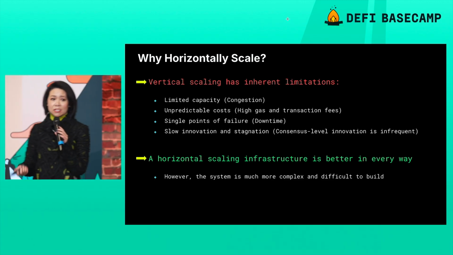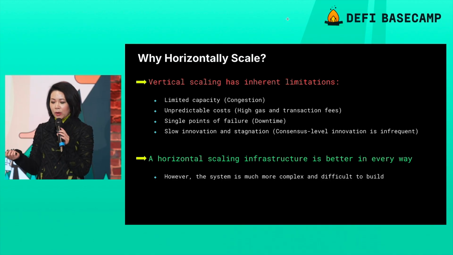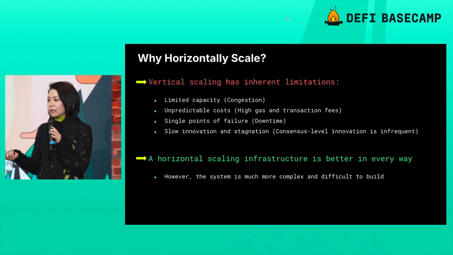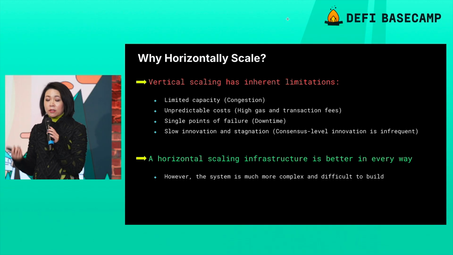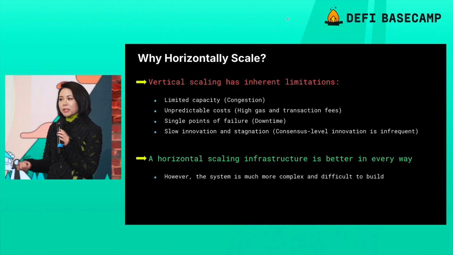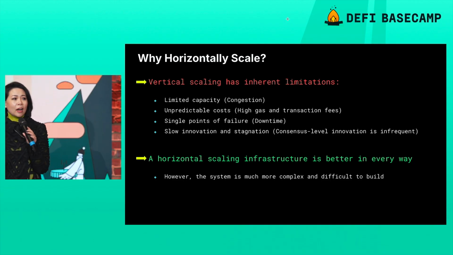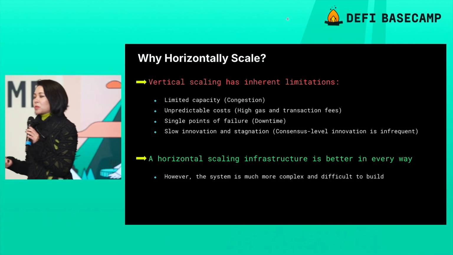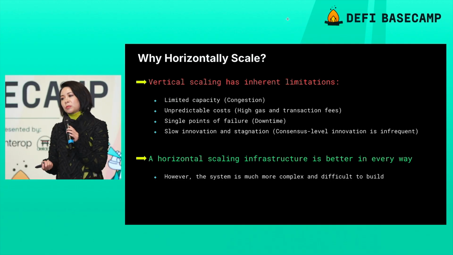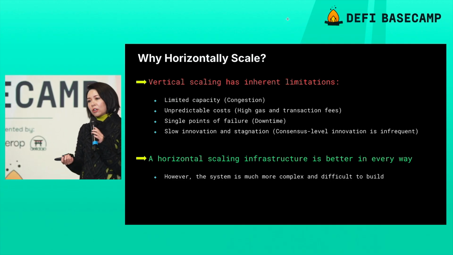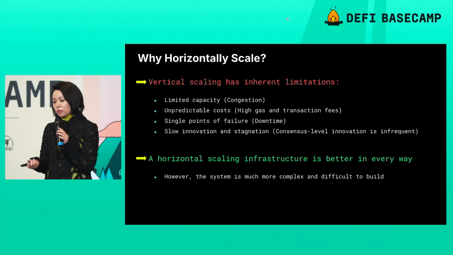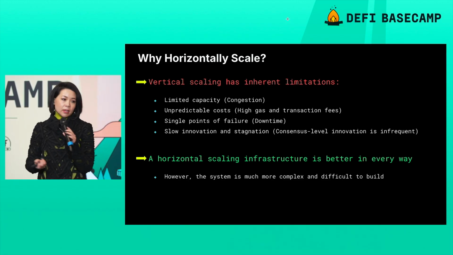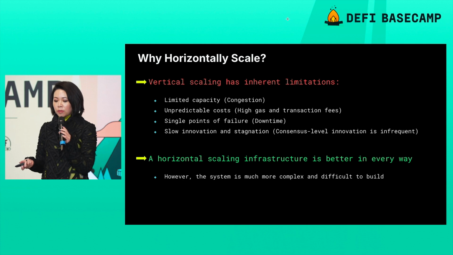So why horizontally scale? Why architect it this way? Vertical scaling has the inherent limitations that I just talked about. It's a limited capacity, unpredictable costs. We all hate gas, but expensive gas is one thing. Expensive and unpredictable gas is really very, very hard for developers, even harder for end users. There are single points of failure. Again, chain goes down, there's nothing you can do about it.